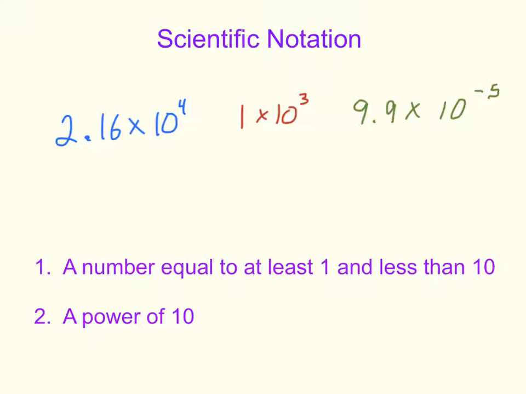And the second part of scientific notation is you're going to have a power of 10. So here we have 10 to the fourth power. So that would be 10 times itself 4 times. Here we have 10 to the third power. Okay, here we have 10 to the negative fifth power. We'll talk about what that means in a second.